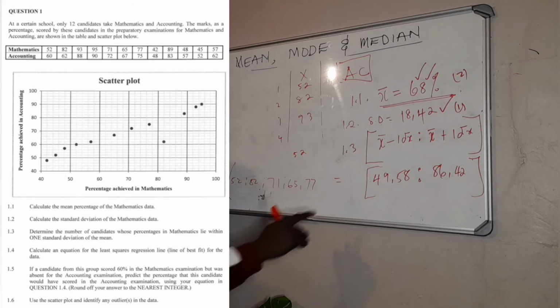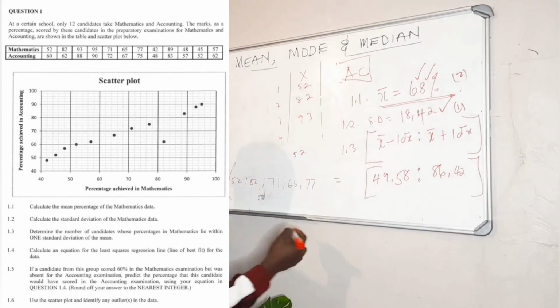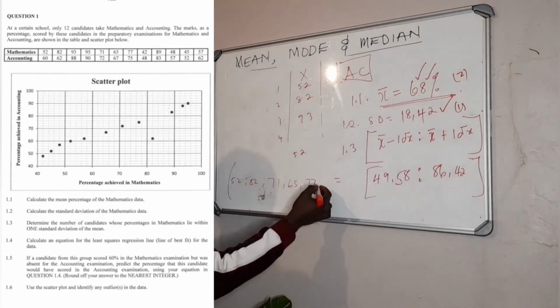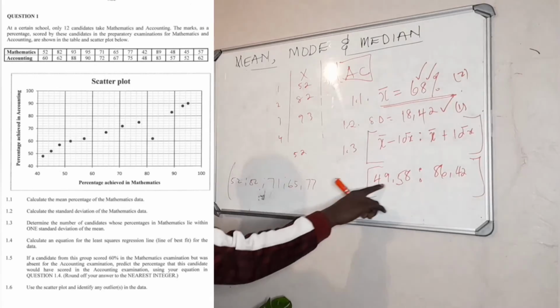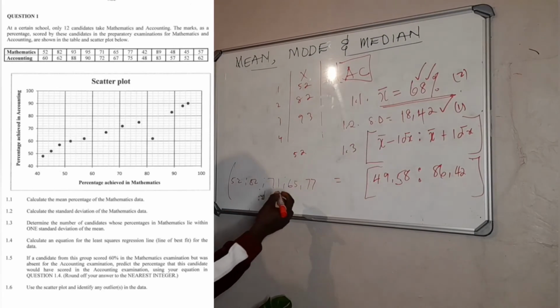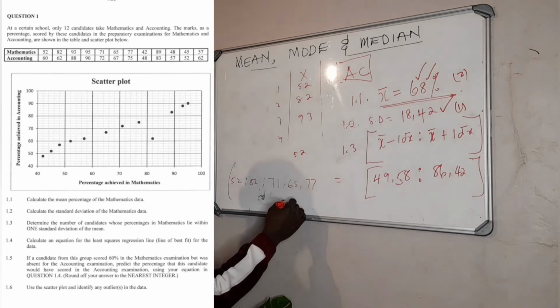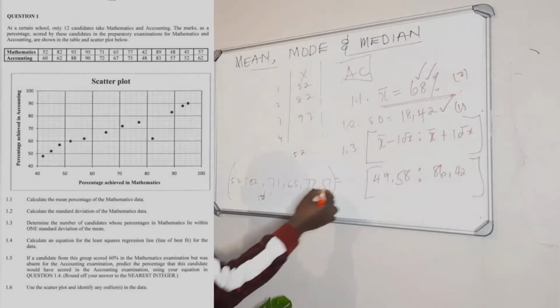42. 42 is below this minimum value here. So 42 is also outside. From 42, which number do we jump to? 89. Is 89 within? No, it's outside. So here 89 is also outside. 48, outside. Compare the 48 to the lower mark here. So see, 48 is also outside. 45, also outside, and 57 within. 57 is within 1 standard deviation.